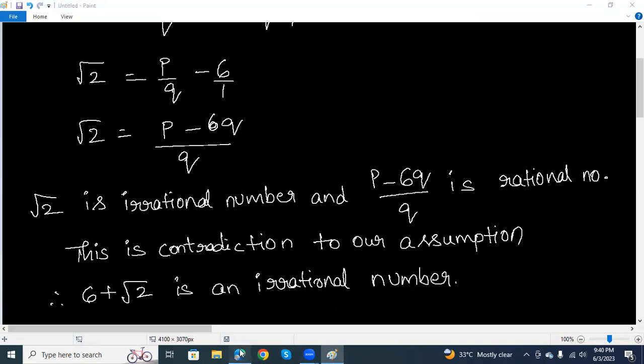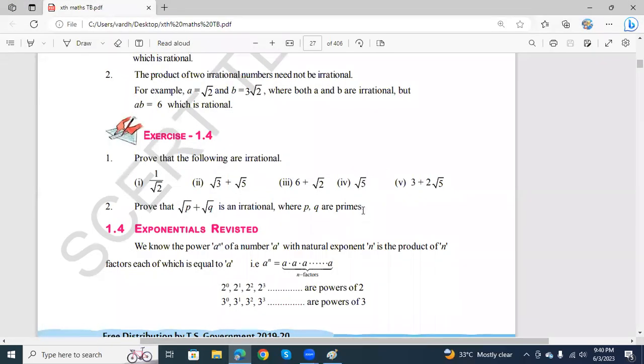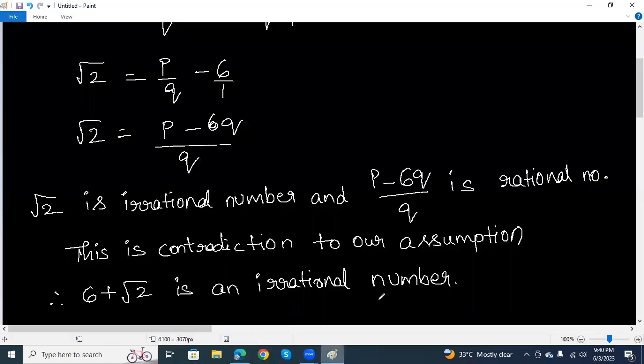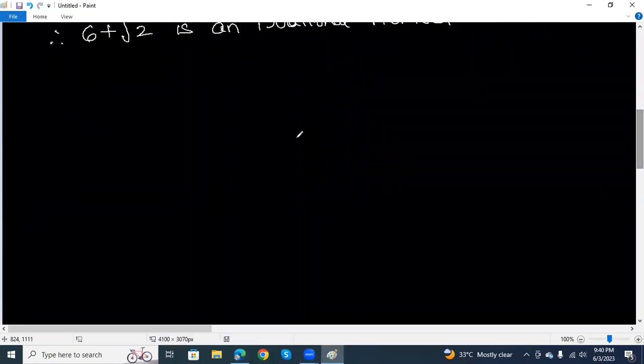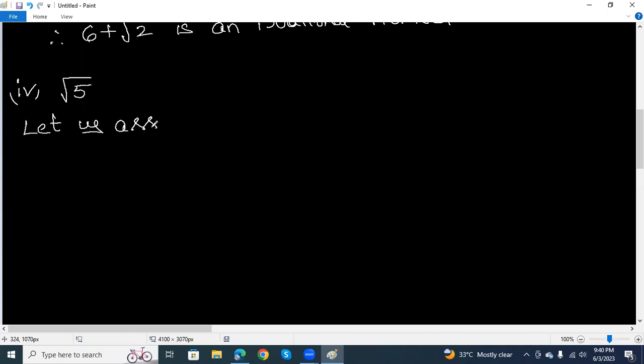That's it. Next question, root 5. A little bit similar to the first question. Okay, root 5. Let's take it on the board. Fourth question: we need to prove that root 5 is an irrational number. Same procedure. Let us assume root 5 is a rational number. We will assume.